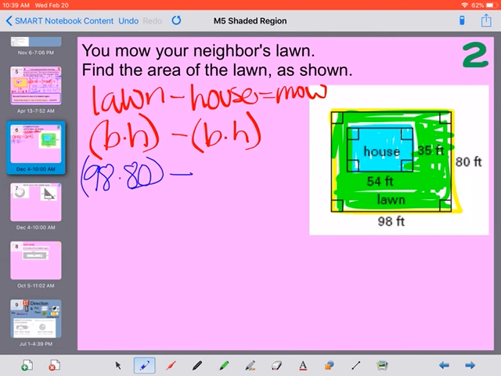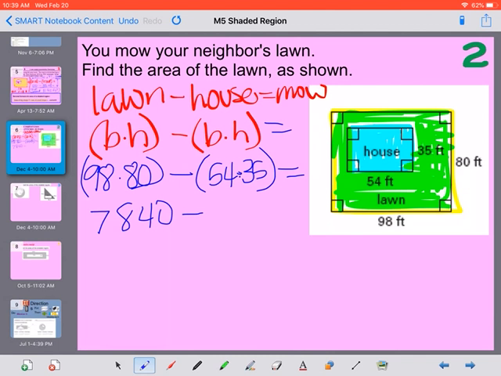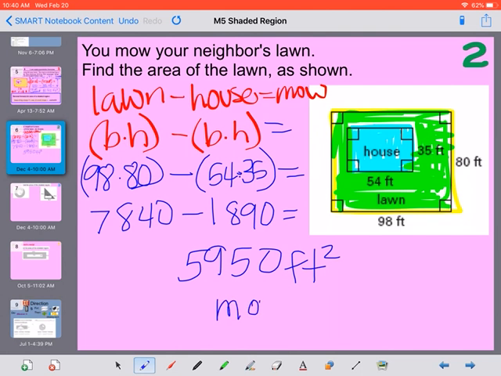Whatever we get there, we're going to have to subtract 54 feet multiplied by our height, which is 35. So I'm going to plug in my calculator, 98 times 80, and we get 7,840. And then 54 times 35 gives me 1,890. So if we subtract those, 7,840 minus 1,890, we get 5,950 feet squared that we are going to have to mow.